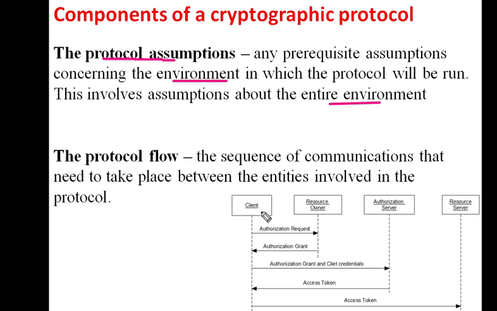For example, the client can send an authorization request to the resource owner, then the resource owner can give the grant to access the resources, then the client can send the authorization grant and client credentials to the authorization server, then the server will give the authentication. That is the flow.